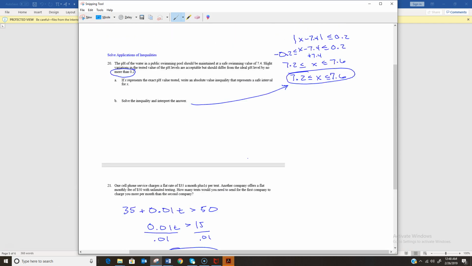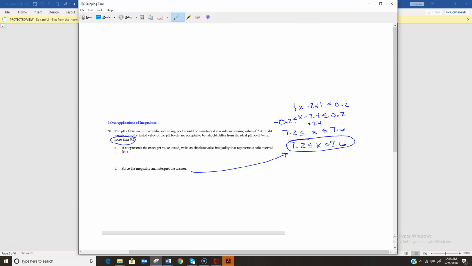So anyway, that's it for 1.7. And next we'll do section 3.1, because remember we've already done chapter 2. So we're going to go from 1.7 up to 3.1.